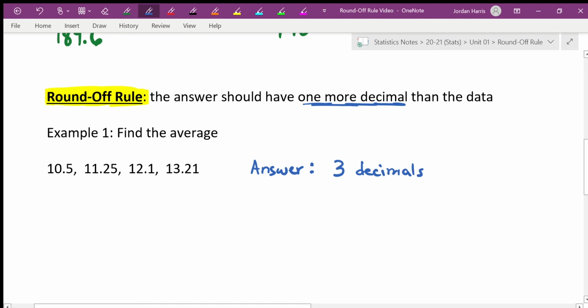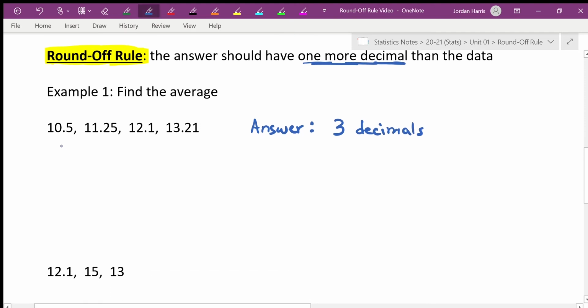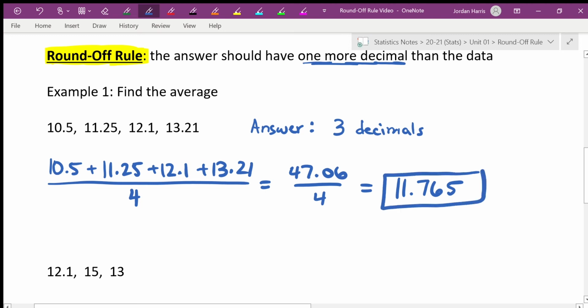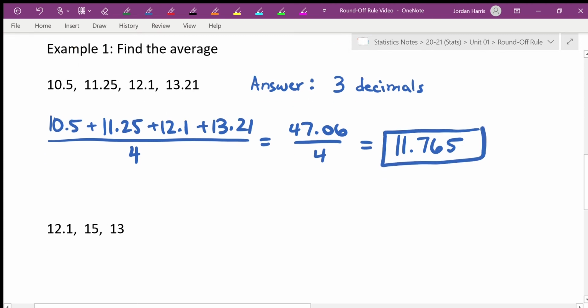Okay, so we need to find the average. It's asking us to find the average. That's what we're going to do. Hopefully you know to find the average, we add them up, divide by how many there are. So you'd use a calculator for this. I'm going to add all these up first. Then I'm going to divide by 4, because that's how many there are. When I add them up, I get 47.06 divided by 4. Type that in. Whatever answer you get, you need to round to the 3rd decimal place, the thousandths. In this case, it's exact, so I didn't really have to round because it's exactly 3 decimals already.